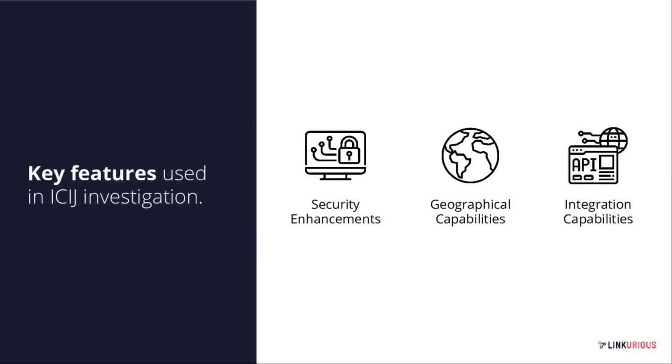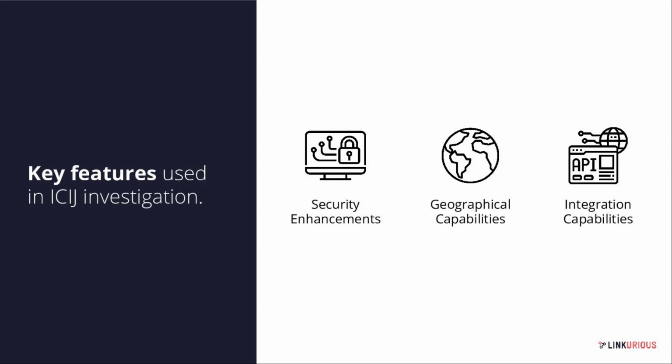So with Linkurious Enterprise, 370 journalists were able to browse through a massive amount of data to find stories of fraud, corruption, and any wrongdoing that was hidden inside that data. And because of that, really breakthrough revelations were made possible.